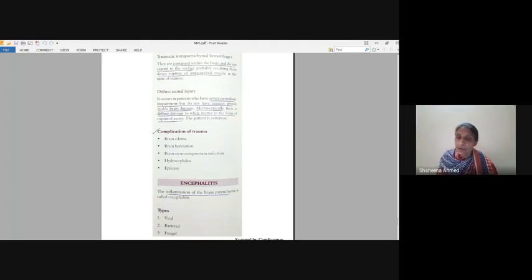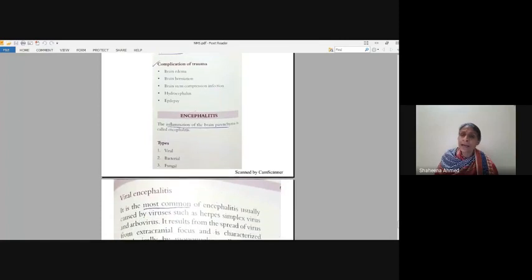And if you look microscopically, what we see is that the white matter is destroyed. The axons, which make up the white matter, have ruptured due to the trauma. The complications of trauma can be a long list, but the most common ones seen are brain edema, brain herniation, brain stem compression, infections, hydrocephalus, and epilepsies.